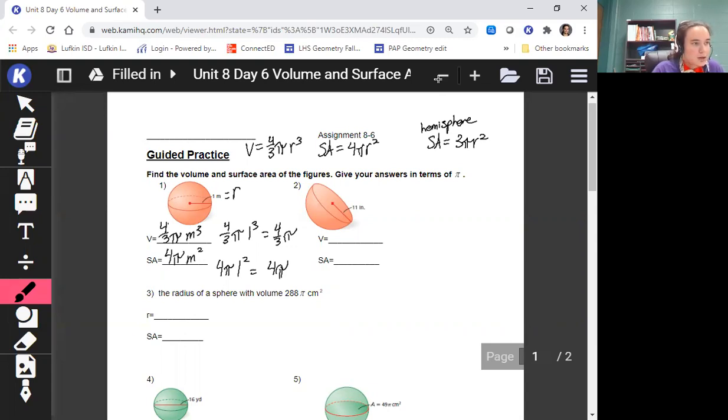Then we need our volume for a hemisphere. So 4/3 pi times our radius, which is 11, cubed divided by 2. And we get 2,662 thirds pi inches squared.